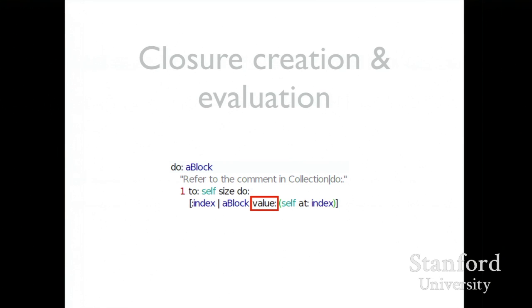So one thing that costs really a lot in our runtime is the creation of closure and the evaluation of closure. So here the message value will actually evaluate the block closure, and in the outer method display we were creating a closure.